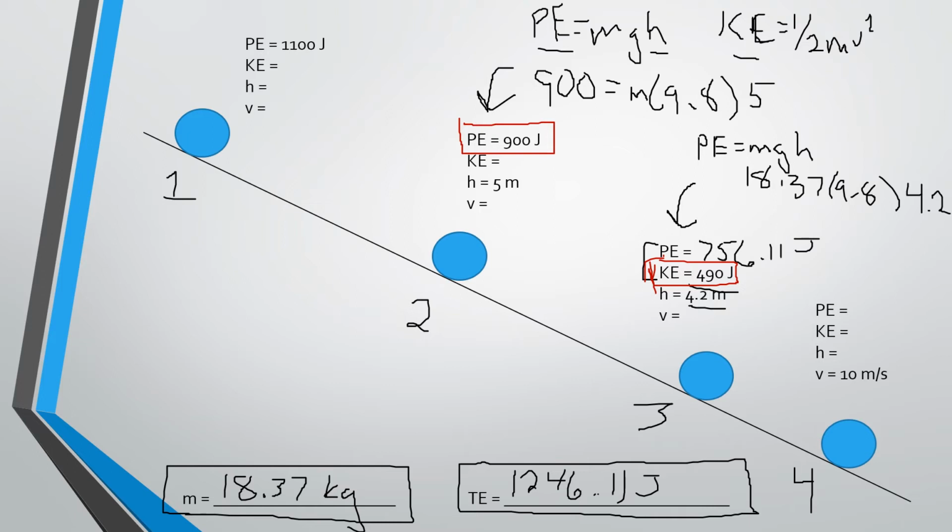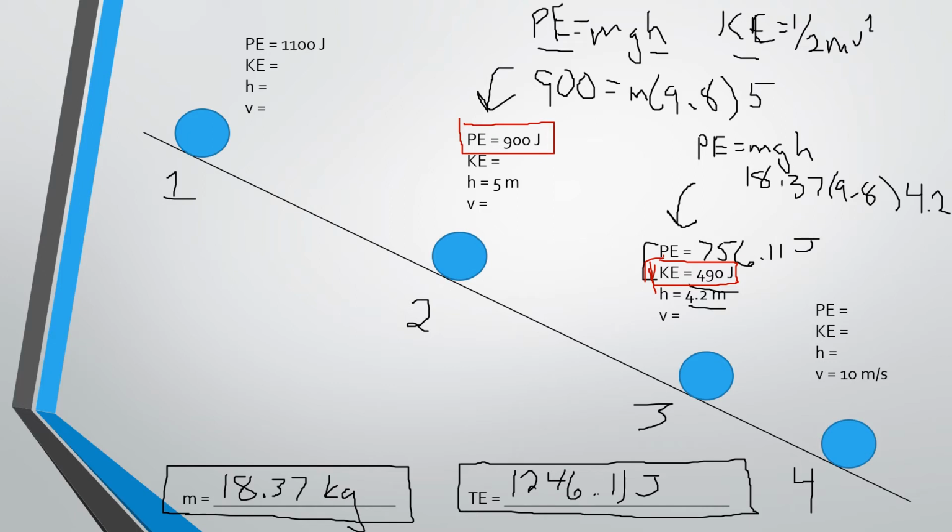So you cannot add PEs and KEs from different points in time. I had some people just adding them randomly. Do not do that. You must find the PE and the KE at the same point in time. And now that we've done that, take a look at this. Everything is just going to fall into place.